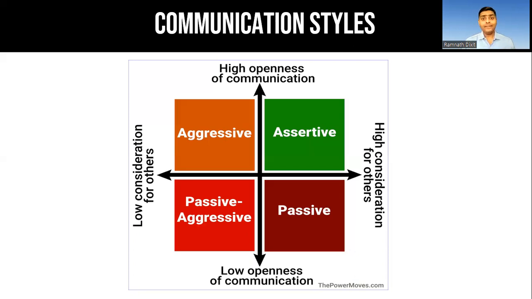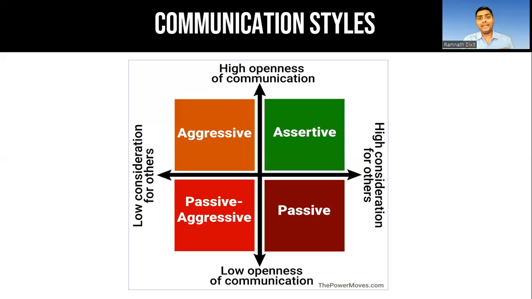We next have a category called passive aggressive communicators. Now, that's quite an interesting category. So it might sound like it's a mixture of aggressive and passive, but it's not. So passive aggressive falls somewhere in between, but it's not a mixture. So what you see in terms of passive aggressive communication is very low consideration for others, and at the same time, low openness as well, which means that I will not directly say what I want to say.